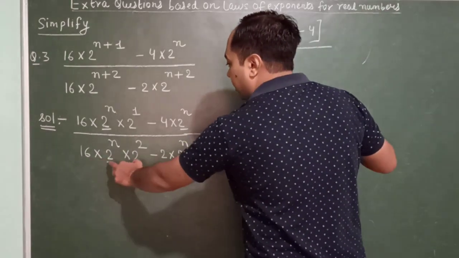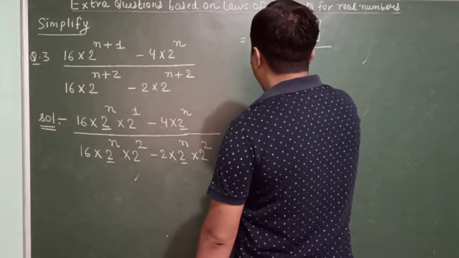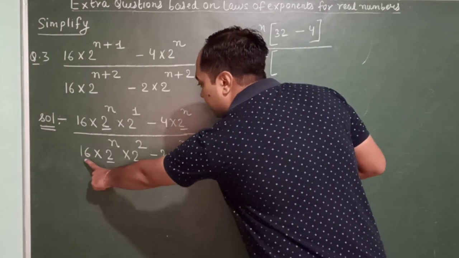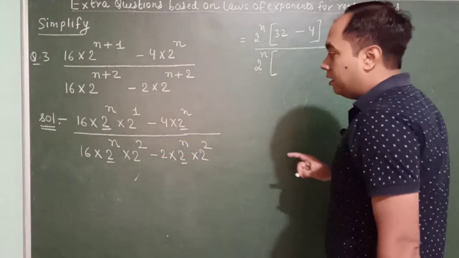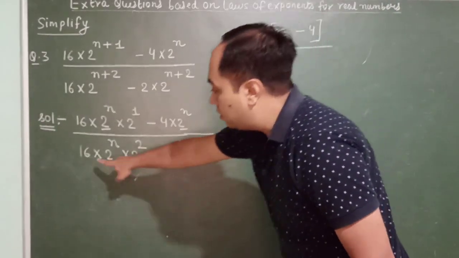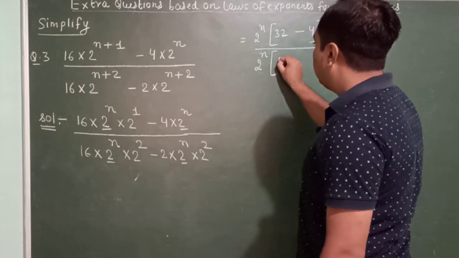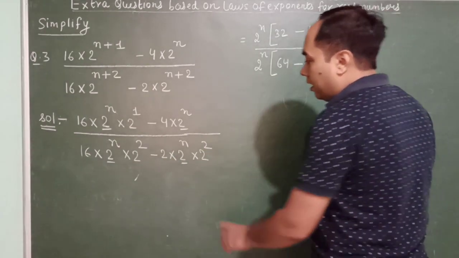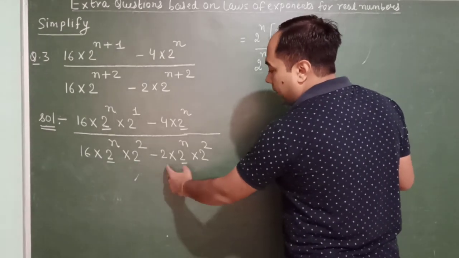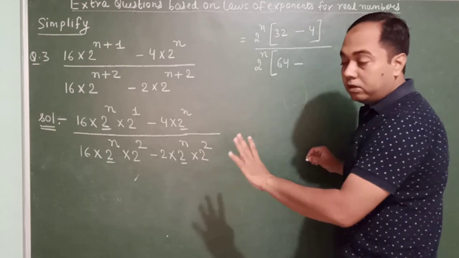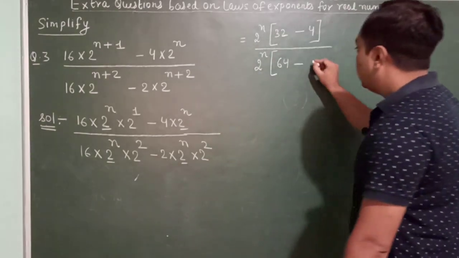Then upon sign. Then 16. Then take 2 power n common from the denominator. What remains over here? 16 into 2 power 2. So 16 into, and 2 power 2 is how much? 4. So 16 into 4, that is how much? 64. Then negative sign. After taking out 2 power n, what remains over here? 2 into 2 power 2, and 2 power 2 is how much? 4. So 4 into 2, that is 8.